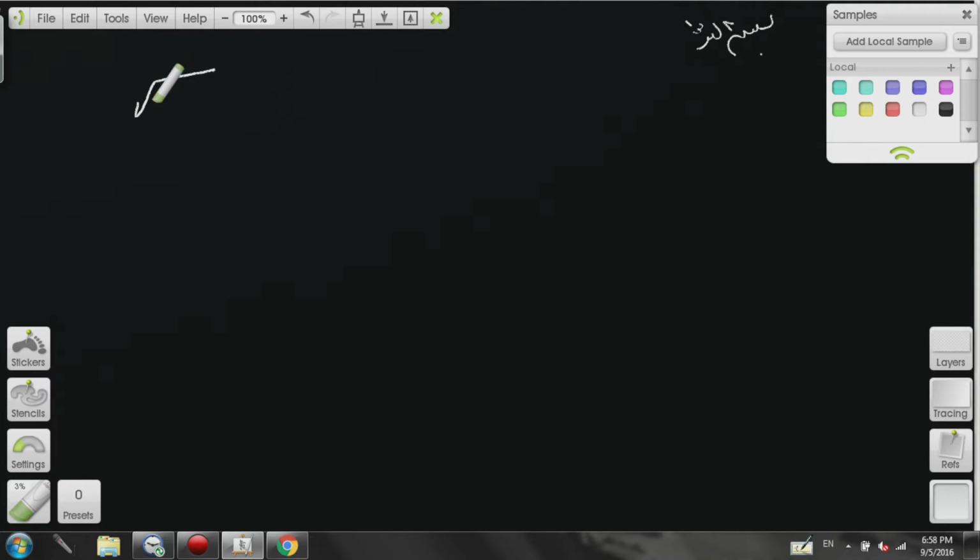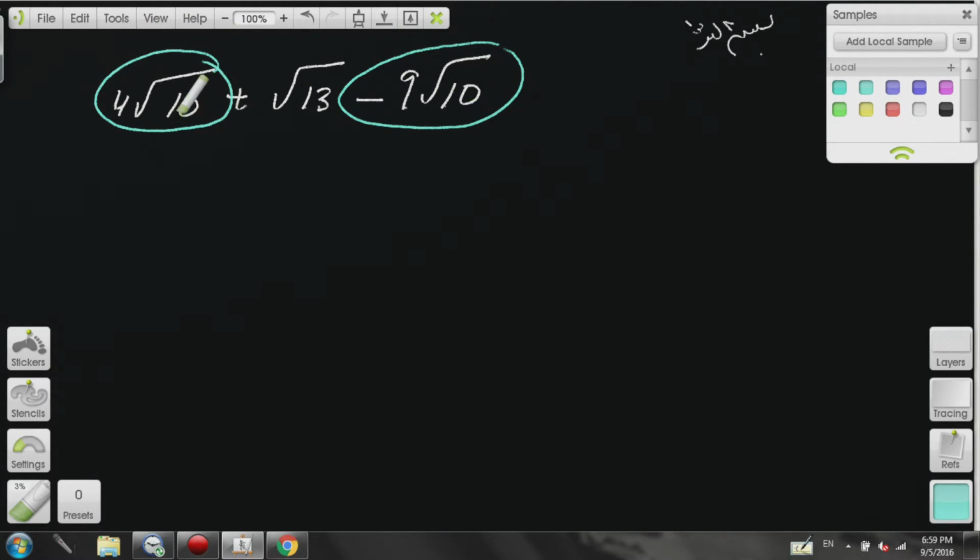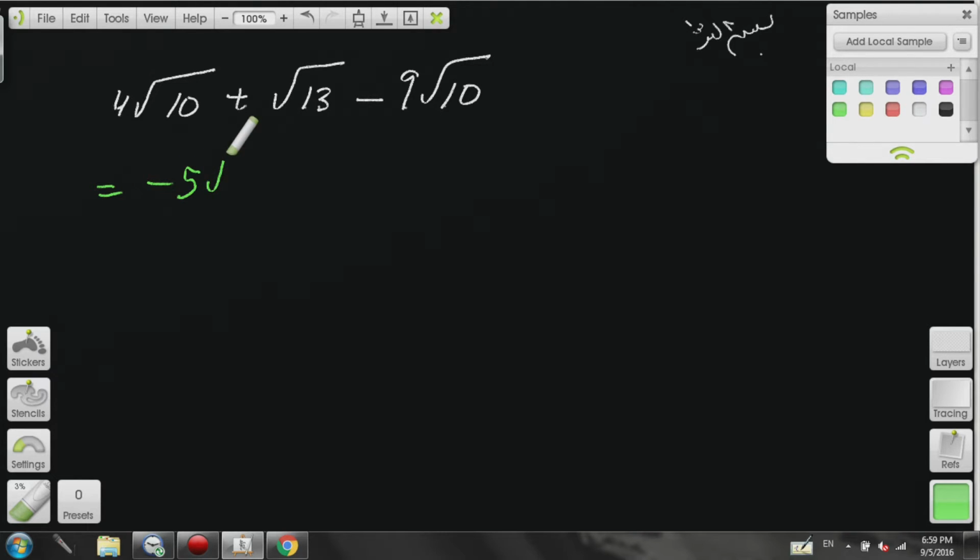So, this is from the book: 4 square root of 10 plus square root of 13 minus 9 square root of 10. Now here, you can combine these two because they have the same radical, like terms of radicals, so to speak. You can combine them, and this is different, so you can't combine it. So 4 minus 9, what is that? It's negative 5 square root of 10, and then plus square root of 13. That's it. Got it?